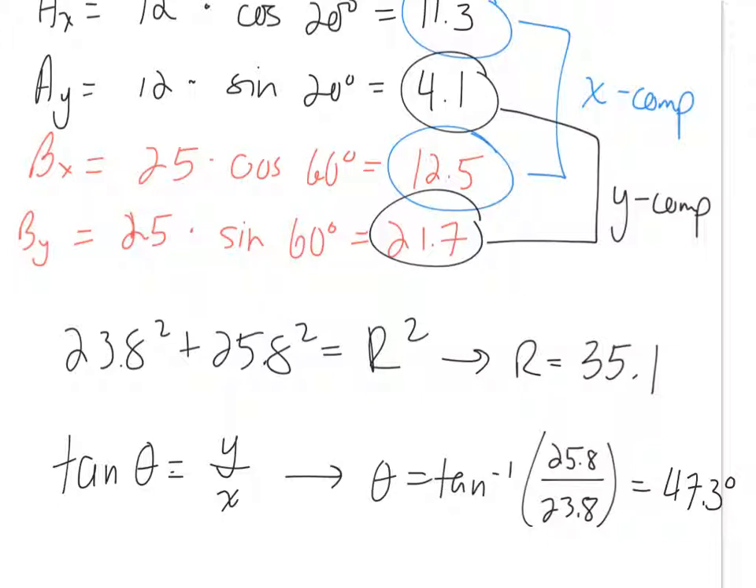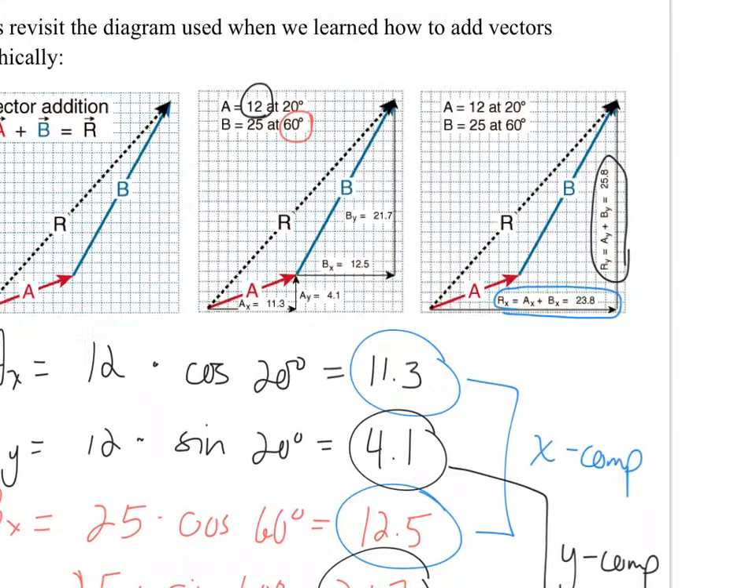47.3 degrees. So the resultant vector would be 35.1 units at 47.3 degrees north of east. Again, northeast. Here's our starting point, here's our ending point. You go east and then you go north of east. So this is the angle right here. That's our 47.3 degrees.